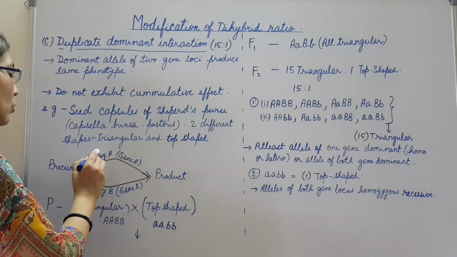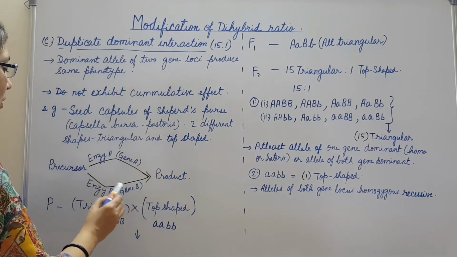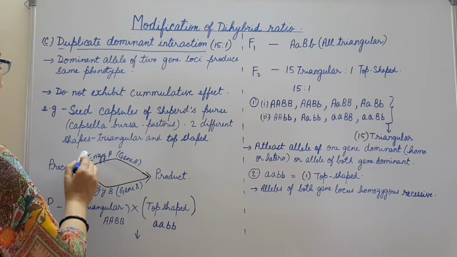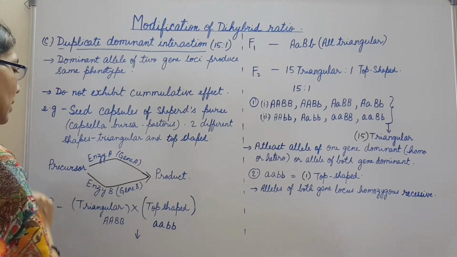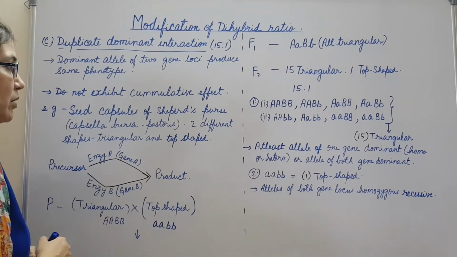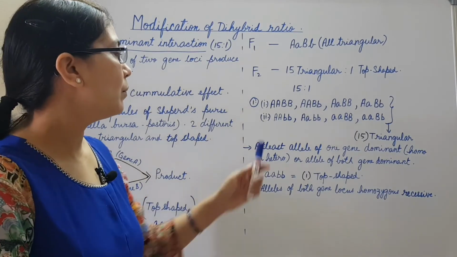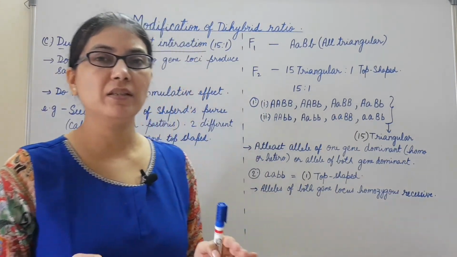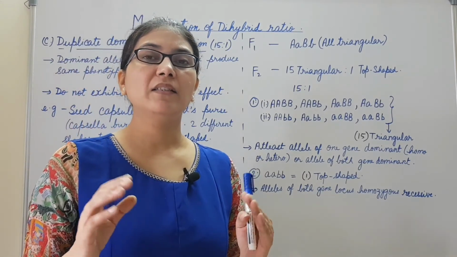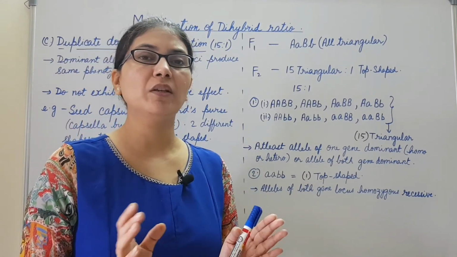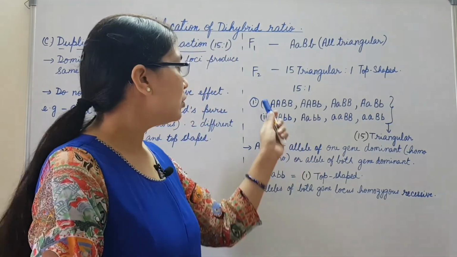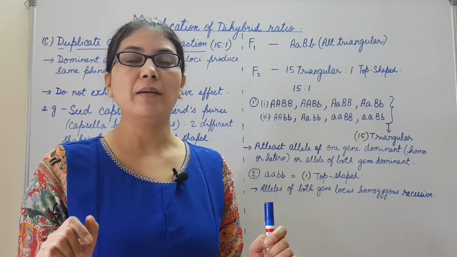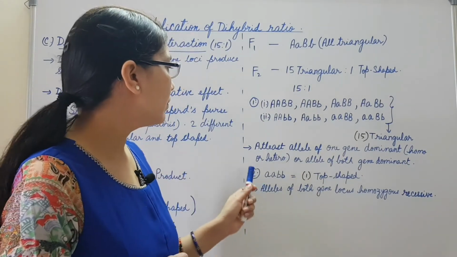Dominant gene A encodes for enzyme A, and dominant gene B encodes for enzyme B. These enzymes A and B work on the precursor in a similar manner and produce the same type of product. So the alleles of both the genes express the same phenotype, triangular, and they do not show a cumulative effect when present together. So all these genotypes give the same triangular shaped seed capsule.